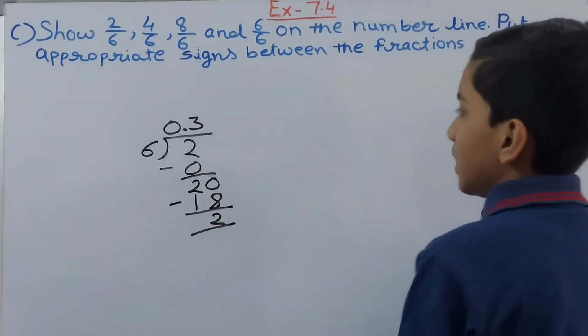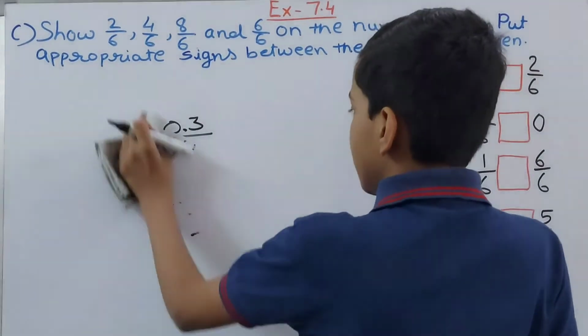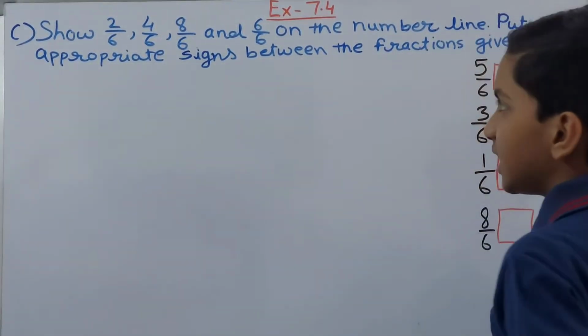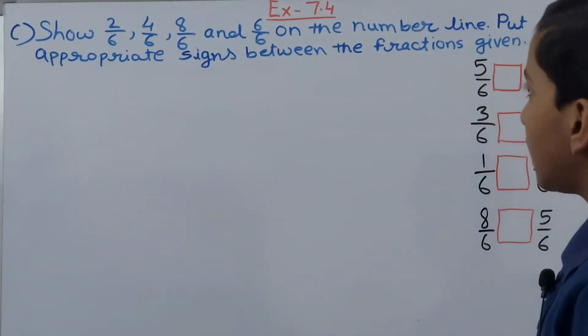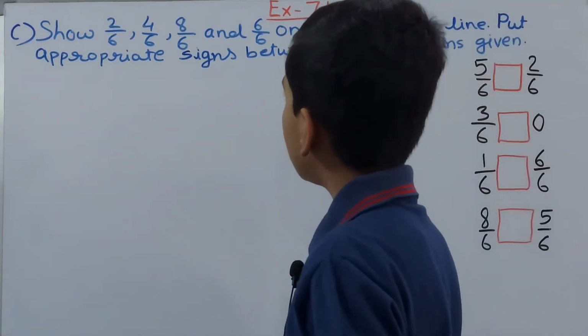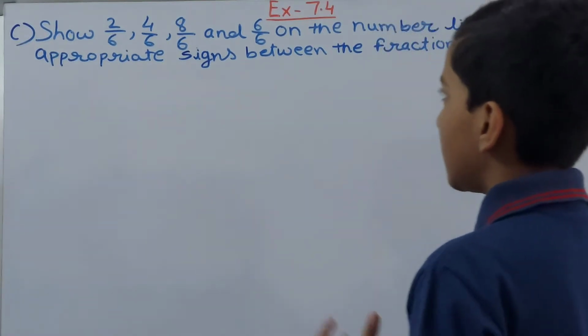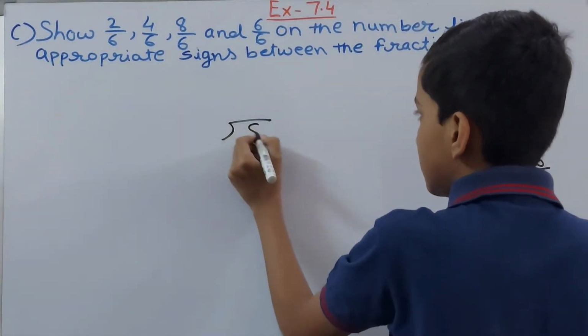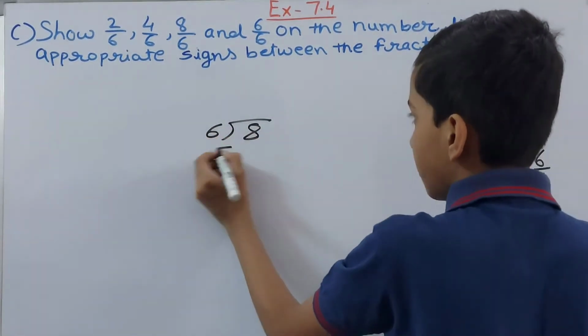So this is 0.3 which is greater than 0. Now we will see the second one over here. Now as you can see over here, if we take any fraction here, let us say 8 upon 6, so simply see what we will get when we divide this.